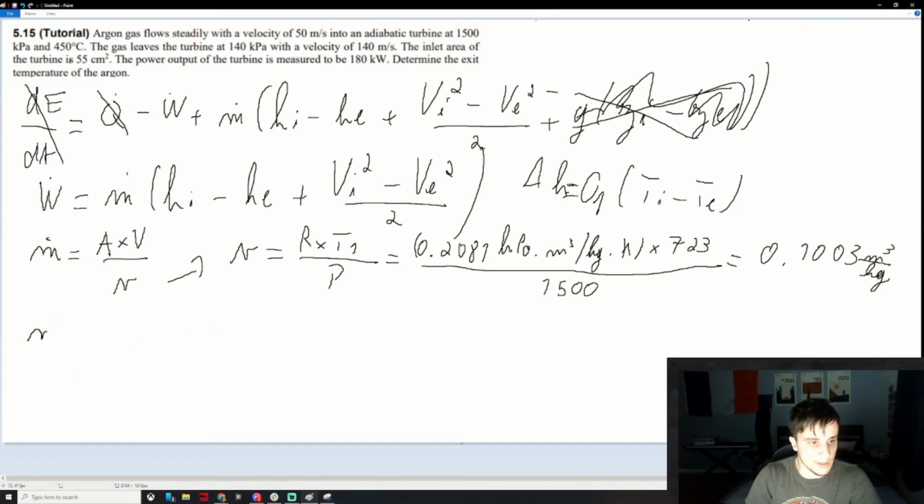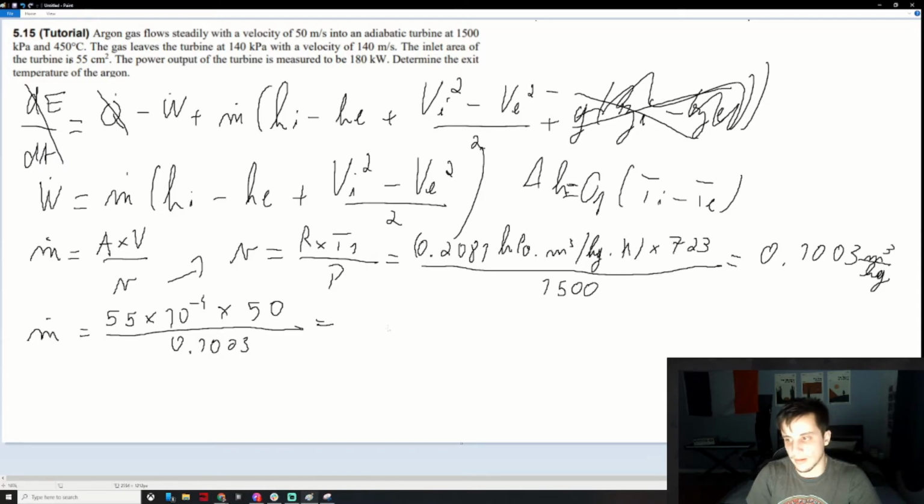Now we have all the values that we need to find m dot, and that's going to be 55 centimeters squared for the area, so 55 times 10 to the power minus 4, times velocity at the inlet, which is 50, and specific volume, which is found at 0.1103. And that's going to give us a mass flow rate of 2.742 kilograms per second. Okay. Do we have everything? The specific enthalpy, we have work. Yeah, we have pretty much everything. So, actually.